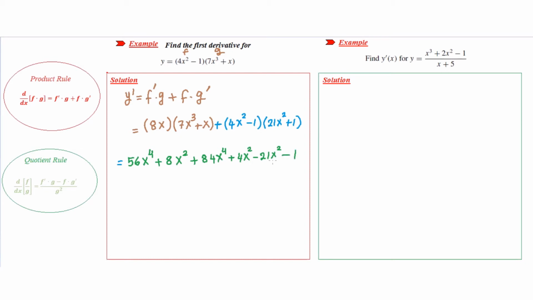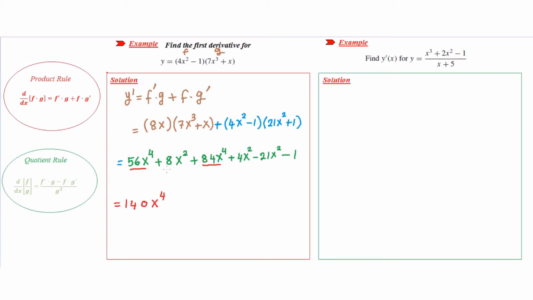Then you have to group the similar terms to add or subtract. So this one is similar to this one. So 56 plus 84 equals 140, so 140x to the power 4.